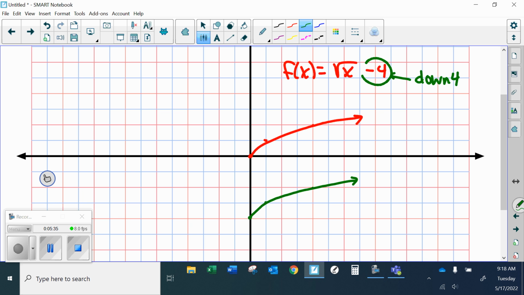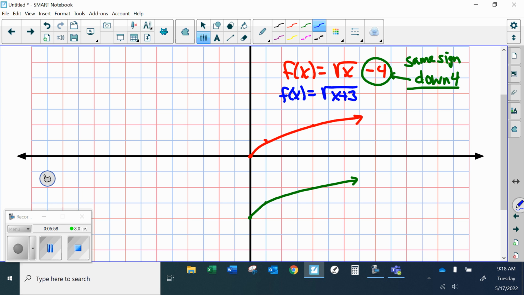The number on the outside of the radical, I follow the same sign. So that's negative, which is down. And this is the y coordinate, dealing with the y shift, up or down. Okay, let's say I do f of x equals the square root of x plus 3.